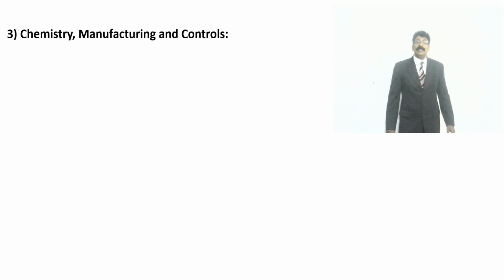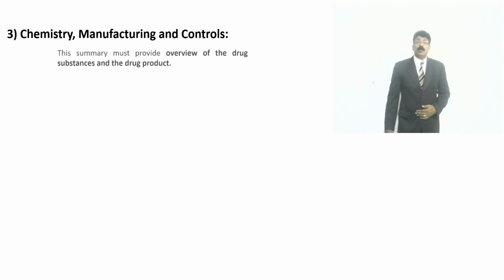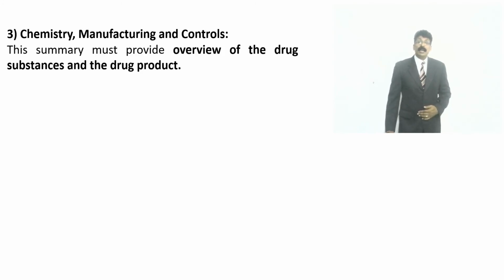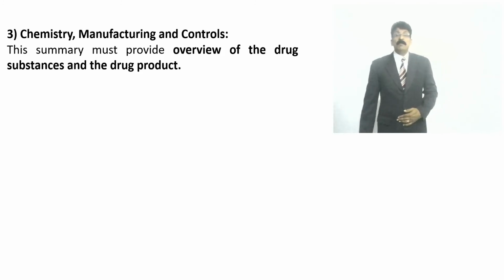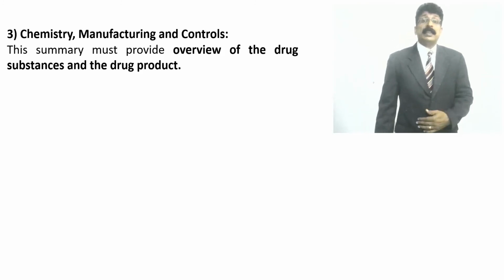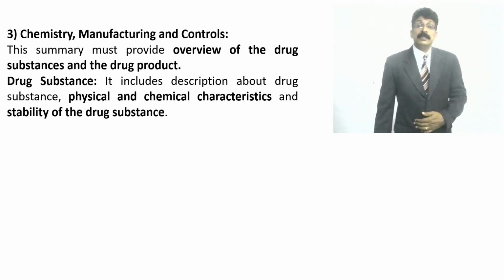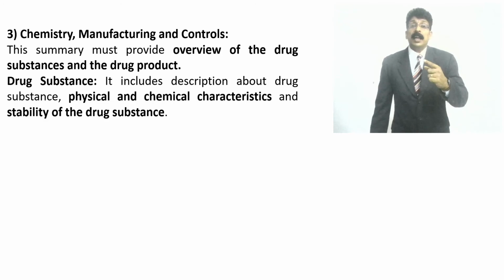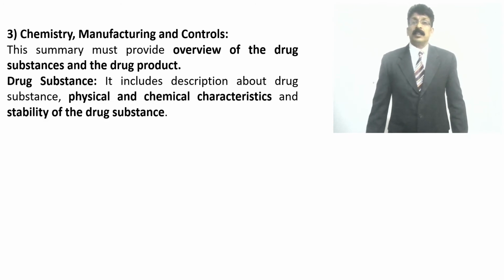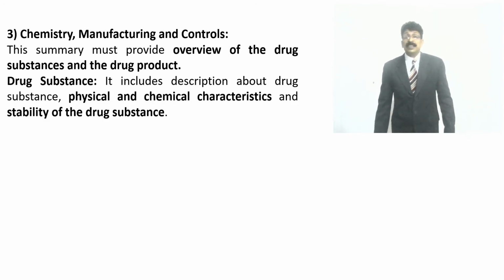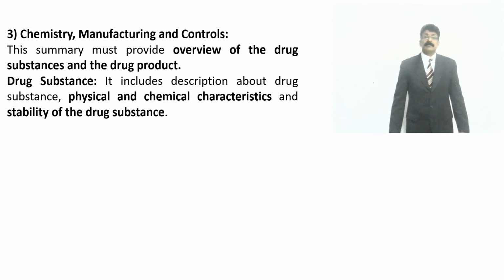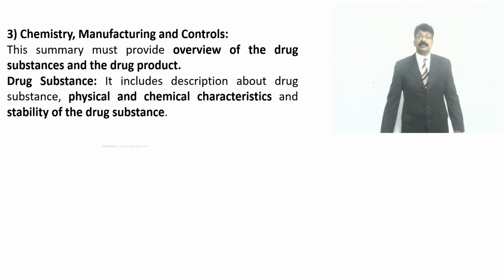Number three, chemistry, manufacturing and control, which we have done in the red color file. The summary must provide an overview of the drug substance and drug product. Drug substance includes description about the drug substance, physical and chemical characteristics, and stability of the drug substance.